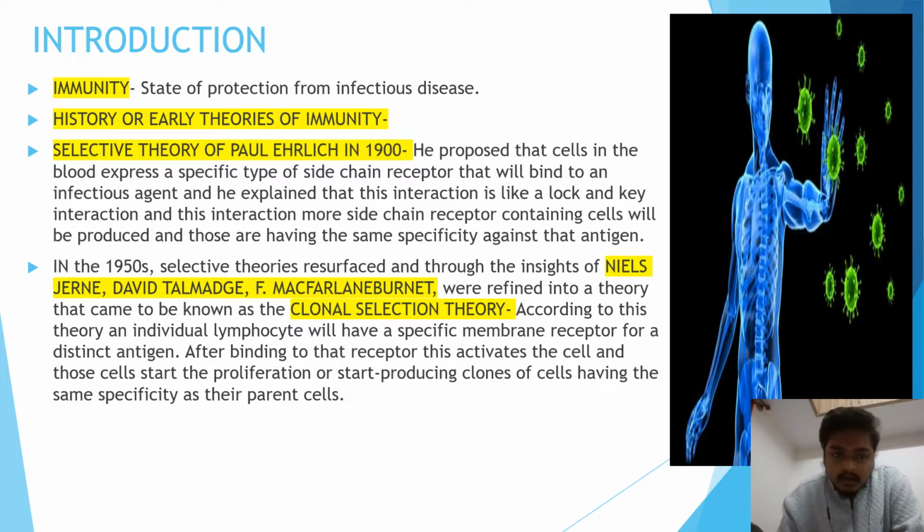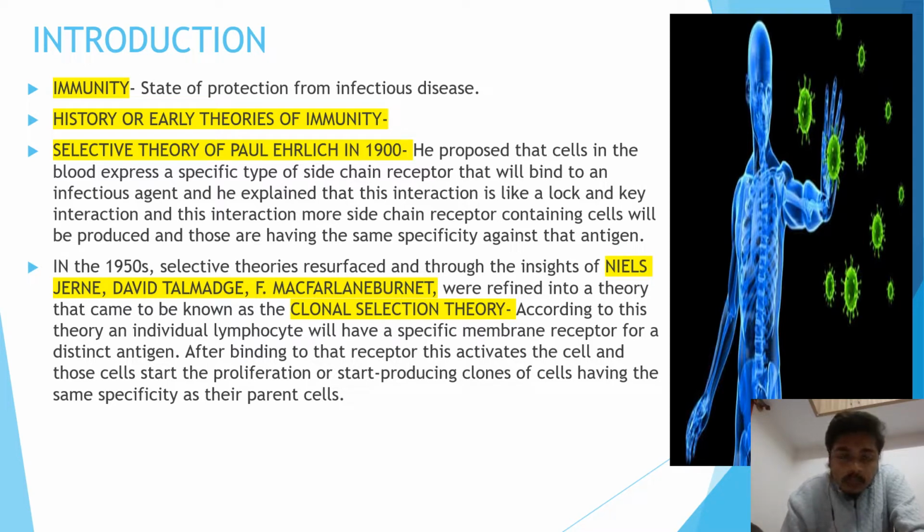Later on, more theories came and they discovered that antigen and antibody interaction happens in this immune system. One of the important theories is the clonal selection theory, which was developed in the 1950s by different scientists. You can see the names over here.